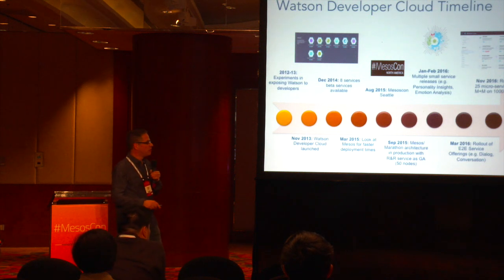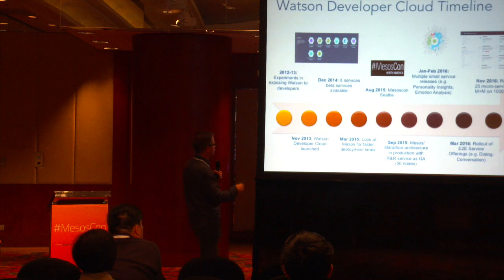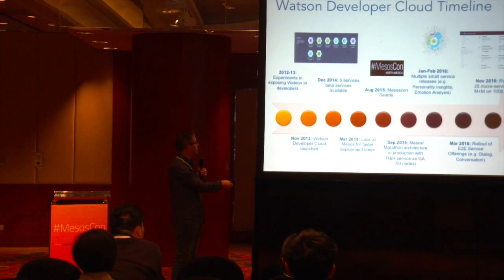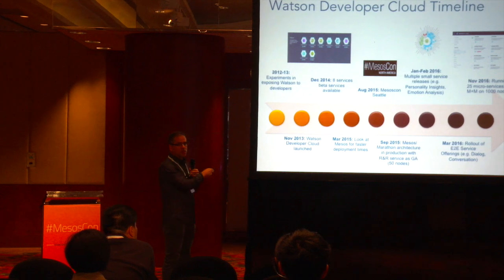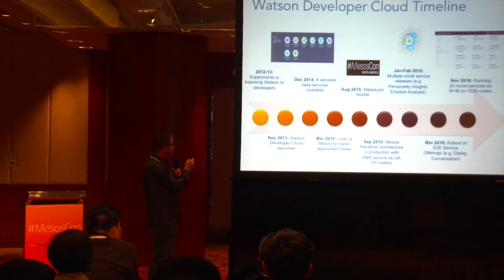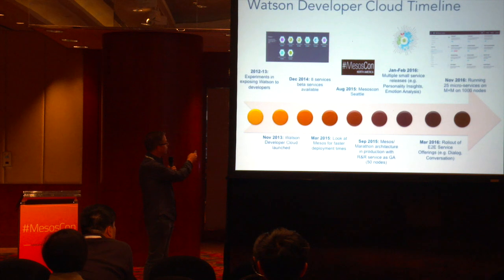I put together a little bit of a timeline of the Watson Developer Cloud. So I said that it started in 2013. It launched in November 2013. That's only 3 years ago. My point here is that this is a very short timeline that this has all happened, right? So taking Watson, making it available to developers 3 years ago, or the very first services came out 3 years ago. 2 years ago, basically December 2014, there was 8 services in beta, okay?